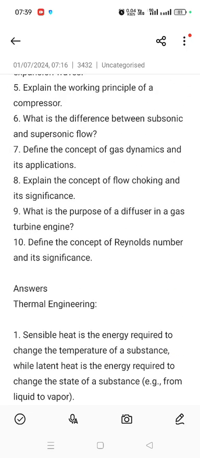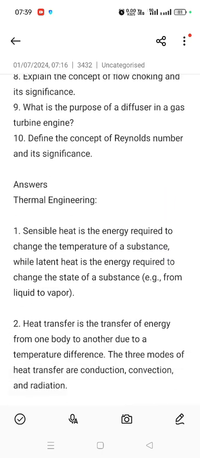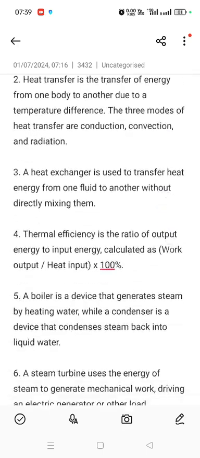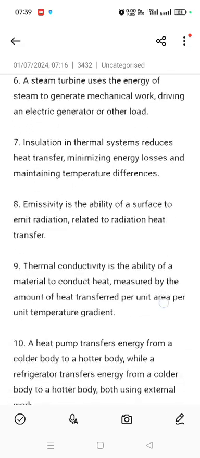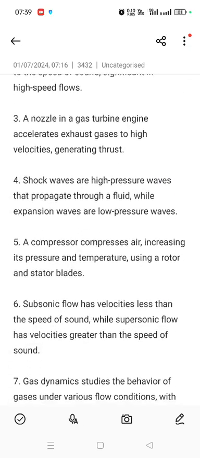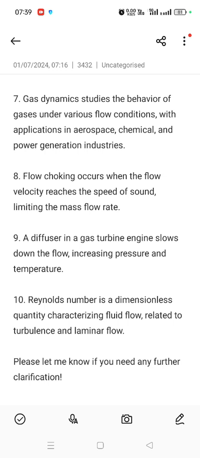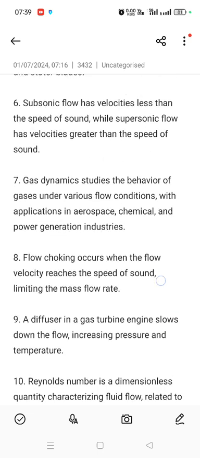What is the purpose of a diffuser in a gas turbine engine? A diffuser actually decreases velocity and increases pressure. Now, let us see its full answer. A diffuser in a gas turbine engine slows down the flow, increasing pressure and temperature, as I told you. Now, next question.